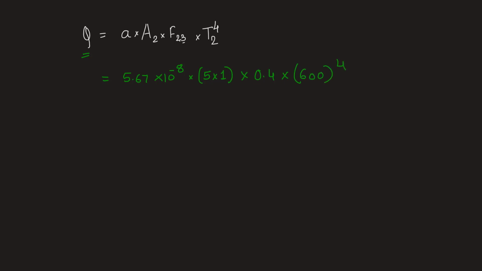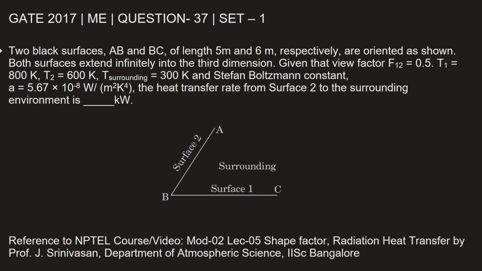This when calculated in a digital calculator gives us Q is equal to 14,696.64 watt. And as I already told you, we need to convert this to kilowatt. Dividing this by 1000, we get 14.696 kilowatt. Or simply we can round it off to 14.67 kilowatt. Let's go back and fill in the answer. So the heat transfer rate from surface 2 to the surrounding is 14.696 kilowatt.